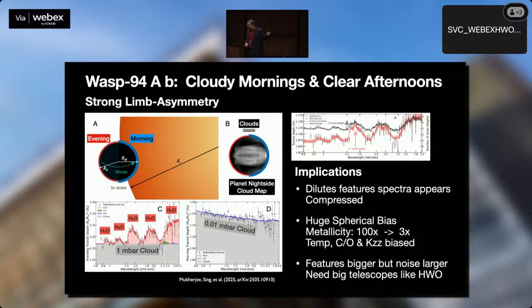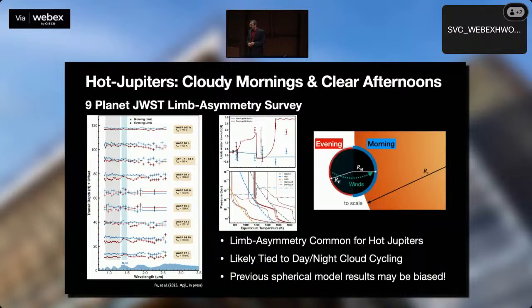So the features are bigger here when you do this spherical analysis, but the noise is a lot larger. So you really do need big telescopes like Habitable Worlds. So you might ask, that's one planet. Does that hold for the other planets too? And it looks like it does. So here are some recent results.